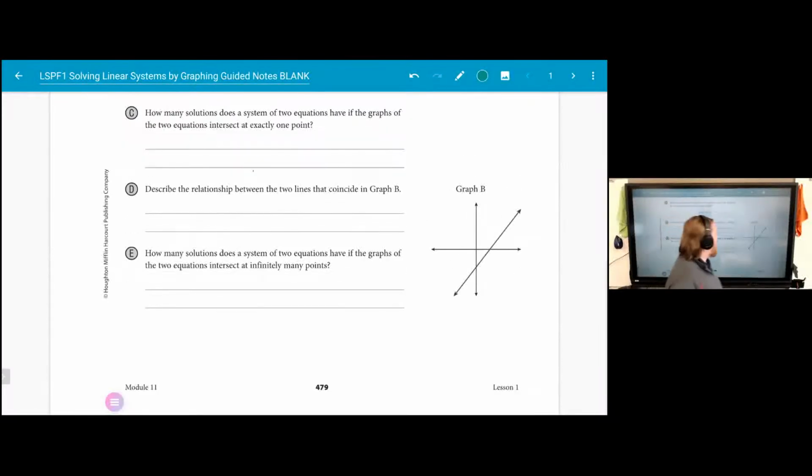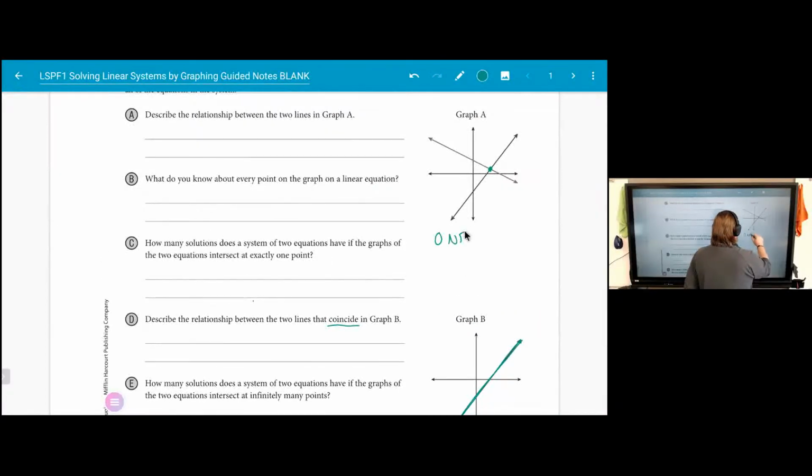Graph B, this looks like one line, but it's not. They're coincident lines. In other words, they're the same line. How many times does the same line touch itself, touch one another? Either way, it's weird to say it. But if I've got the same line, every point touches every point. Every point on one line touches the same point on the other line. In other words, since they're the same line, I would have infinite, and we use the sideways 8 symbol, infinite solutions. Up there we had one solution.